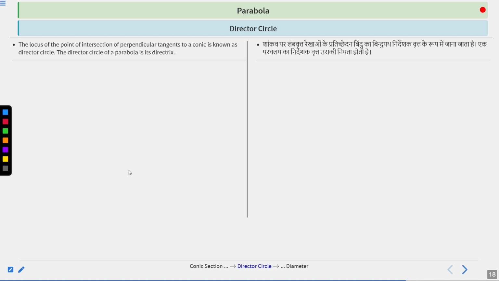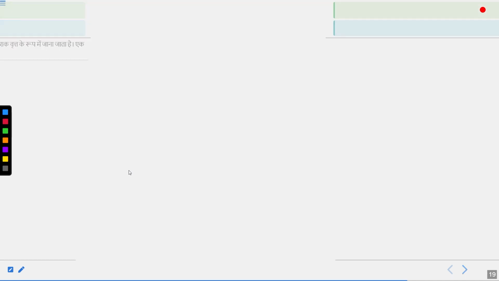Now let's see the director circle. The locus of the point of intersection of perpendicular tangents to a conic is known as the director circle, right? So when we take the locus of all the perpendicular tangents, it forms a circle called the director circle. You can note that the director circle is not always a circle. In a parabola, the director circle is basically the directrix of the parabola. Director circle is directrix. Okay.